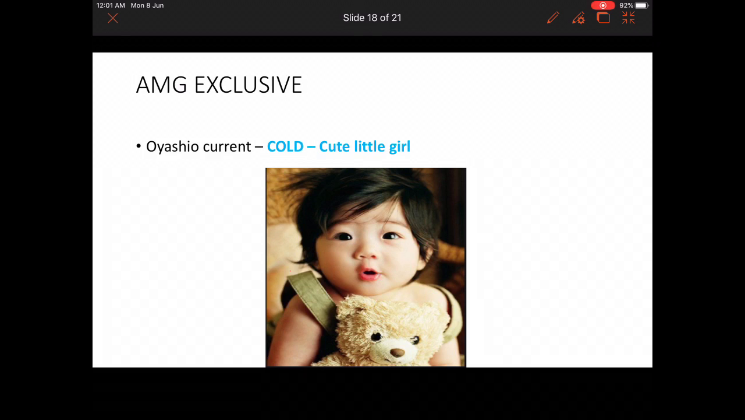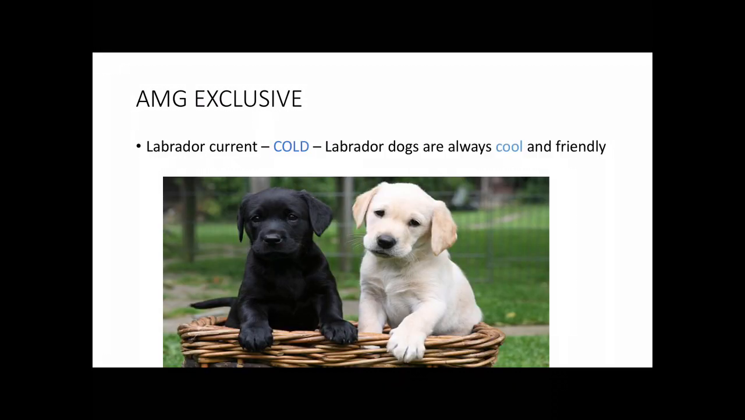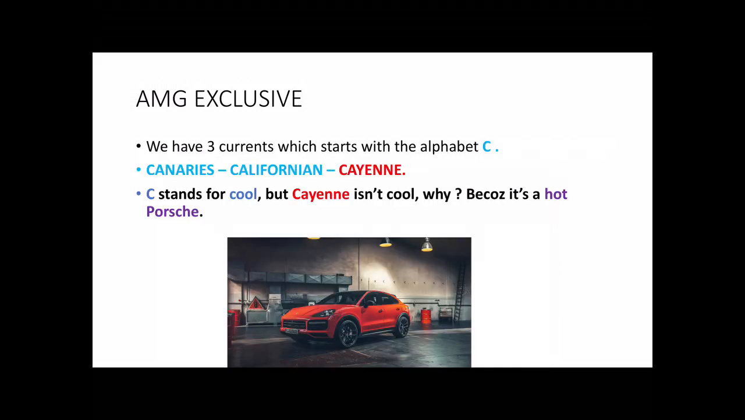And now comes Oyashio. When we pronounce Oyashio, it is sweet, right? So it is a cold current. You can see the cute little girl there. So Oyashio is a cold current. And here you can see Labrador current. As we all know, Labrador is a breed of dog. Okay, and they are always cool and friendly dogs. So Labrador current is a cold current. So simple. And here come three currents. We could get three currents with this single tip.